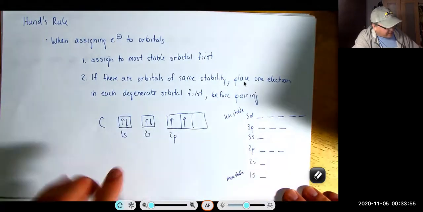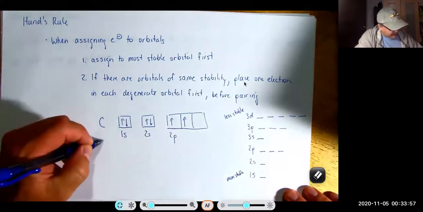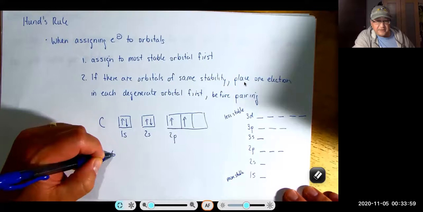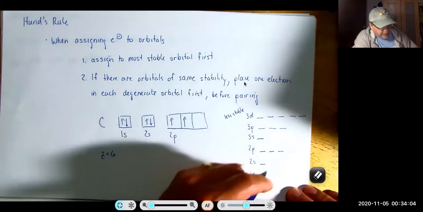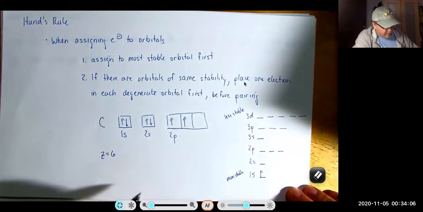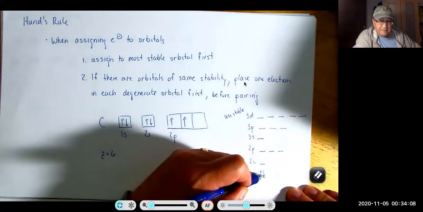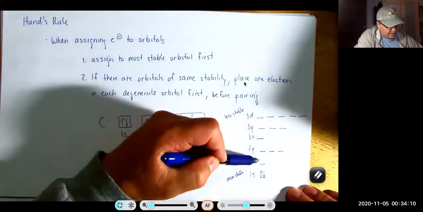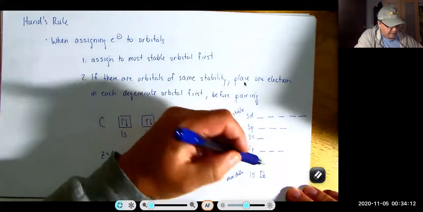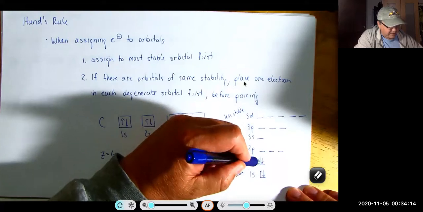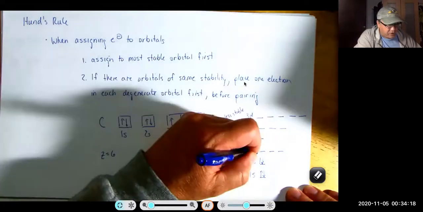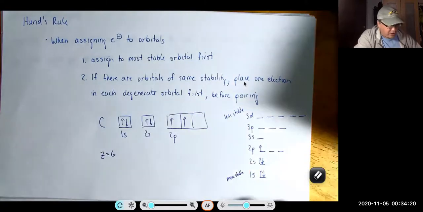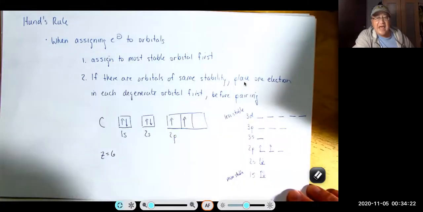So for carbon, carbon has a Z equal to 6. So that means 6 electrons also. So you're going to put one here, and then another one here, and then one here, and then another one here. And then when you get to the 2p, you do this, but you don't pair them up first. You put them separately like that.